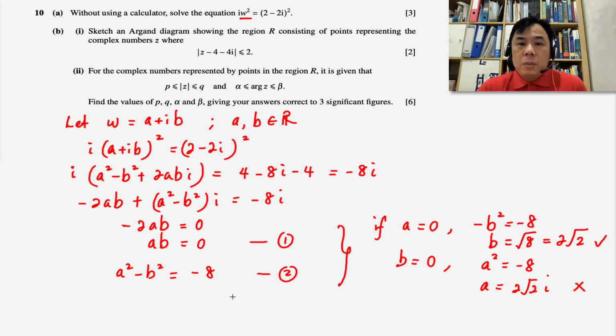All right. Now, because of that, we conclude that w must be equal to, now because a has to be 0, there is no a anymore. Then b will have to be 2 root 2, so w equals 2 root 2 i. All right. Now that is the solution to that complex equation.